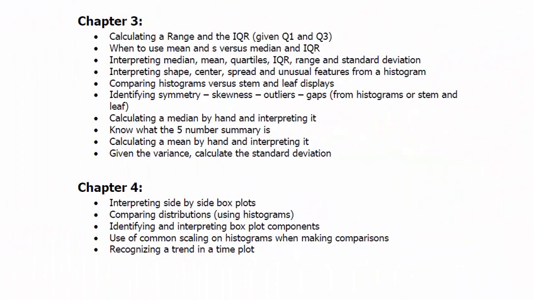Next, we need to interpret the median, mean, quartiles, IQR, range, and standard deviation. Now, each of these will have their own interpretation. The median is the 50th percentile. It is literally the 50th percentile. The mean is the average of all the observations. An important thing to remember is, and I can't stress this enough, interpret in context of the problem.